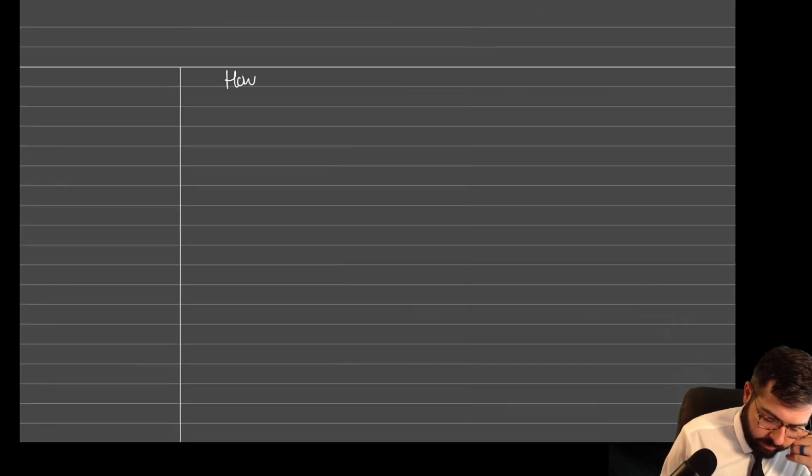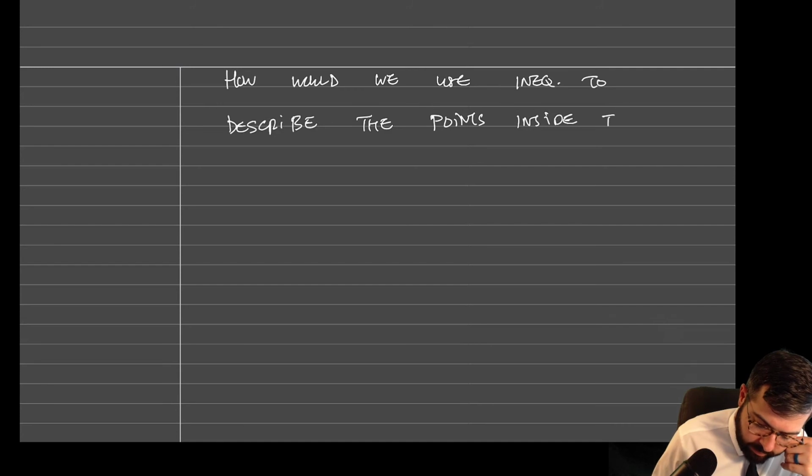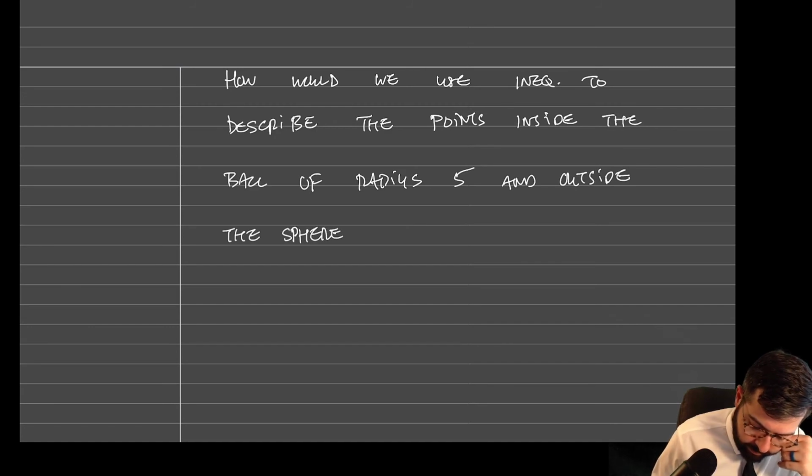So how would we use inequalities to describe the points inside the ball of radius 5 and outside the sphere of radius 2?